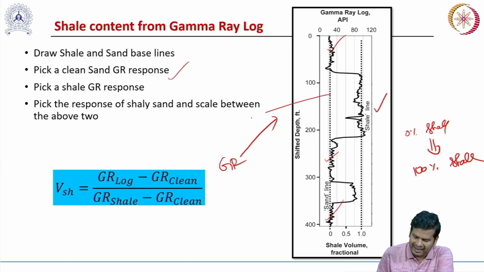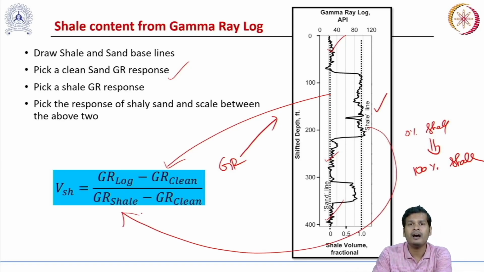From the sand line you will get the gamma ray clean, that is the gamma ray log response against a clean formation. From the shale line you will get what? The gamma ray log against a shaly formation. At any other place where the formation is made of both reservoir rock such as sandstone or carbonate and shale is present inside the reservoir rock, you can calculate shale content from the gamma ray log response in that section. Obviously that will be greater than our gamma ray log against the clean formation. In a shaly formation the response will be more than the clean formation.